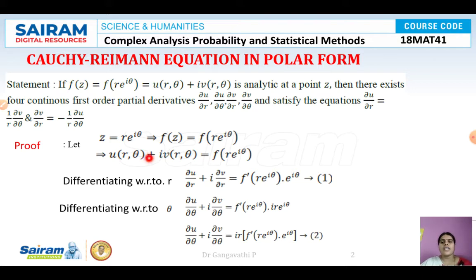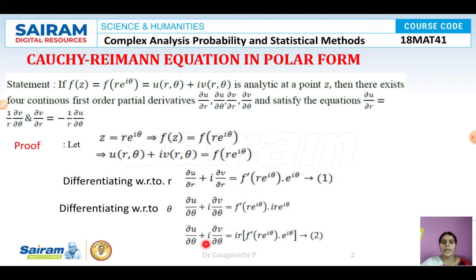Now let us differentiate this expression again with respect to theta. When we differentiate partially with respect to theta, we get dou u by dou theta plus i, as it is, dou v by dou theta, which is equal to f dash of r e power i theta times the differentiation of r e power i theta with respect to theta. Here r acts as a constant, keep it as it is, and the differentiation of e power i theta is i times e power i theta. So that is how we got this result.